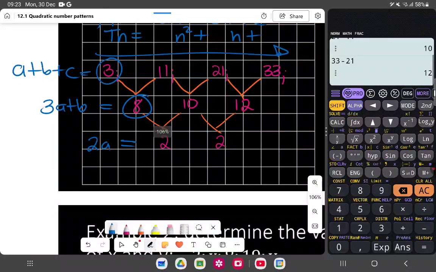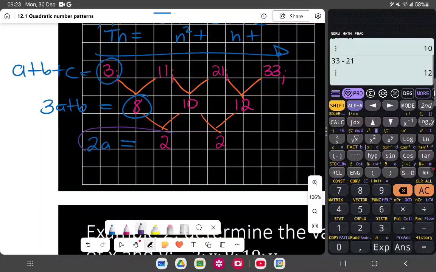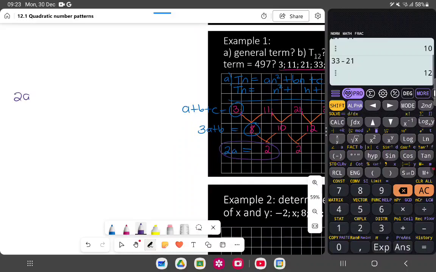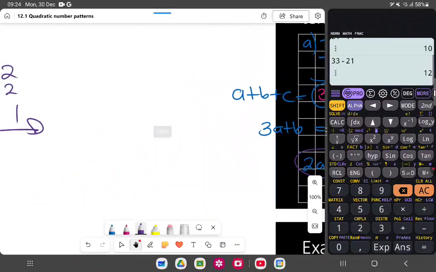So the first thing we're going to do is this 2A equation, because this is normally the easiest one, so you go from the bottom. So let's go. We're going to say 2A is equal to 2. That means if I divide both sides by 2, then A is equal to 1. I'm happy with that. I can go to my answer and I can say 1n squared. A is equal to 1.